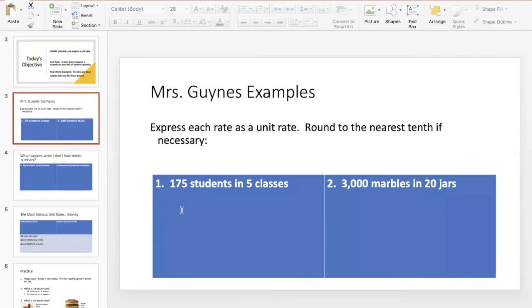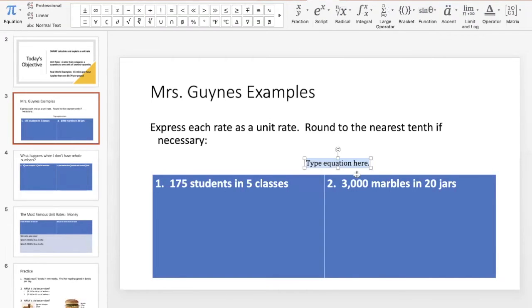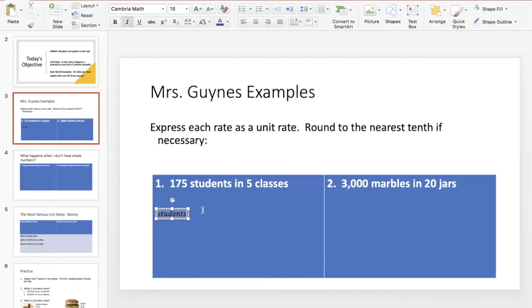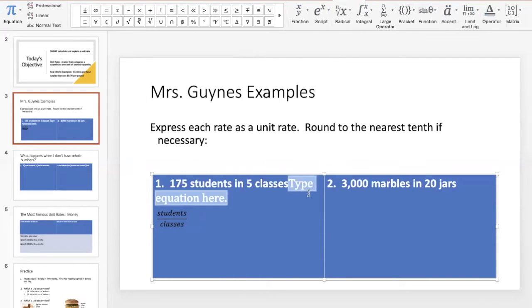If you're writing your own, go ahead and copy down number 1: 175 students in 5 classes. When I am expressing each rate as a unit rate, the first thing I do is create a key so that I understand where each of my numbers goes. So I'm going to write a key that tells me that students is going to go over classes. Then I create a ratio where I have 175 over 5.